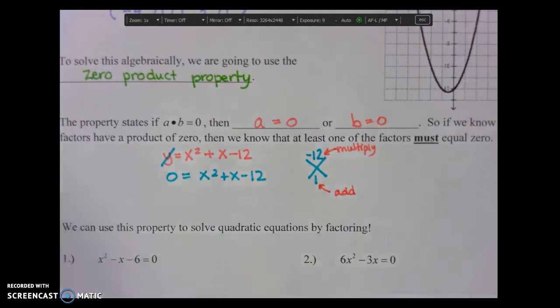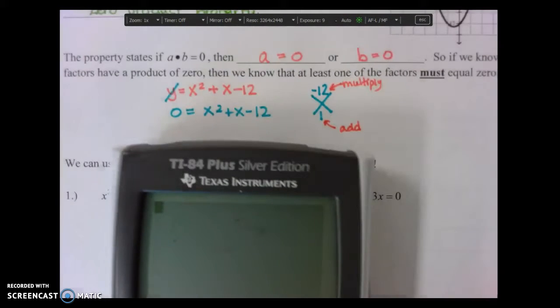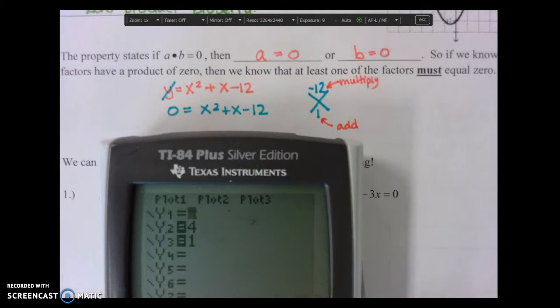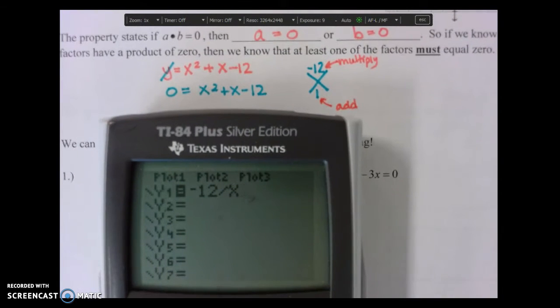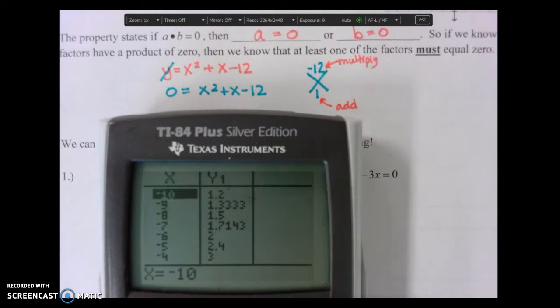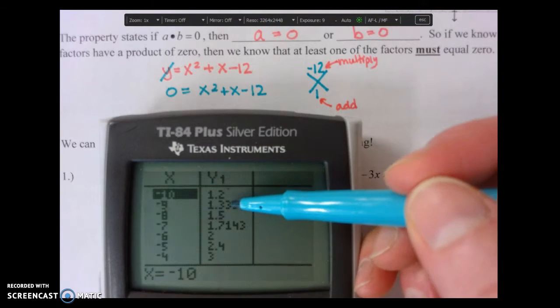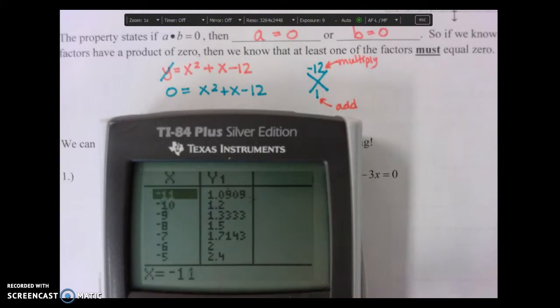Again, if you're not sure of your factors, you have a new cheat. You go to the y equals screen. I'm going to clear out the stuff that's in there. I'm going to put -12 divided by x into my y equals screen. I'm then going to use the table, second graph, and all of these values, I'm going to ignore anybody that has a decimal. I'm only looking for whole number values. And I'm going to scroll through my list and find which pair of whole number values will add up to give me a positive 1.